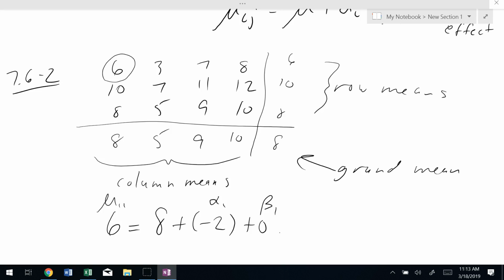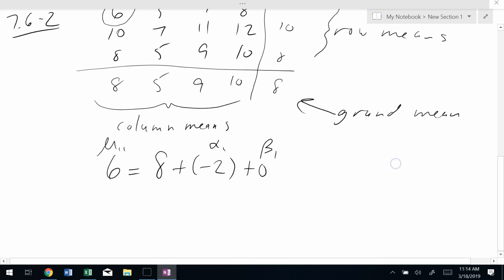This is row 2. What's your alpha 2 going to be? 2, and our alpha 3 will be 0. Beta 2 will be -3 because it's below, right? Beta 3 will be 1, and beta 4 will be 2, right? And then we can check that these work at any given point. So let's say we did the 2, 3 entry here. If we did mu sub 2, 3, that's 11, right?